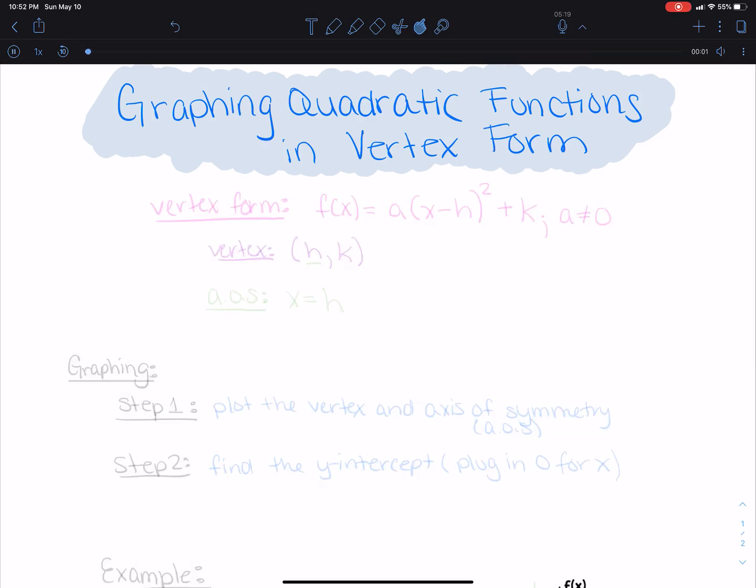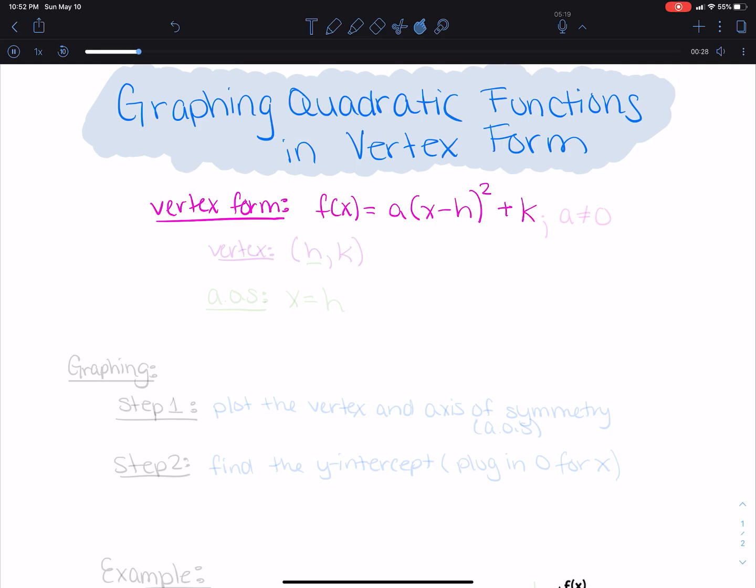All right, so we're going to continue graphing with quadratic functions. Last week we graphed in standard form. This week we're going to be graphing in vertex form. So the vertex form of a quadratic function is going to look like f of x equals a(x minus h) squared plus k.